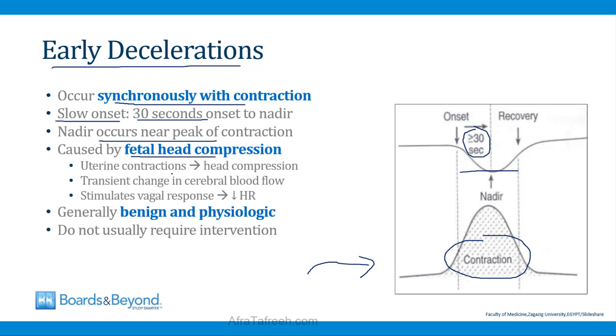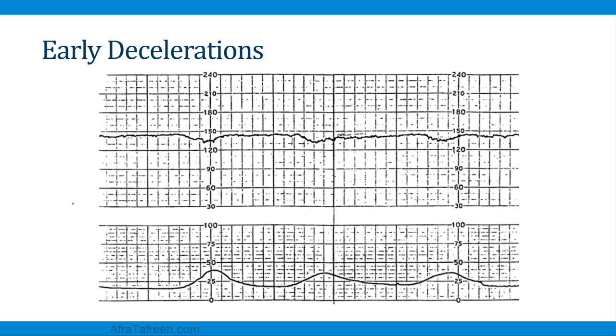When the contractions compress the head, there's a transient change in cerebral blood flow. This stimulates the vagal nerve, and that leads to a fall in heart rate. And these decelerations are generally benign and physiologic. They're very common in women during labor, and they don't require any special intervention. And here's another example of early decelerations, just to make this very clear. We have a uterine contraction, and synchronous with that contraction, we have a deceleration in the fetal heart rate. There's another one here associated with this contraction, and another one here associated with this contraction.